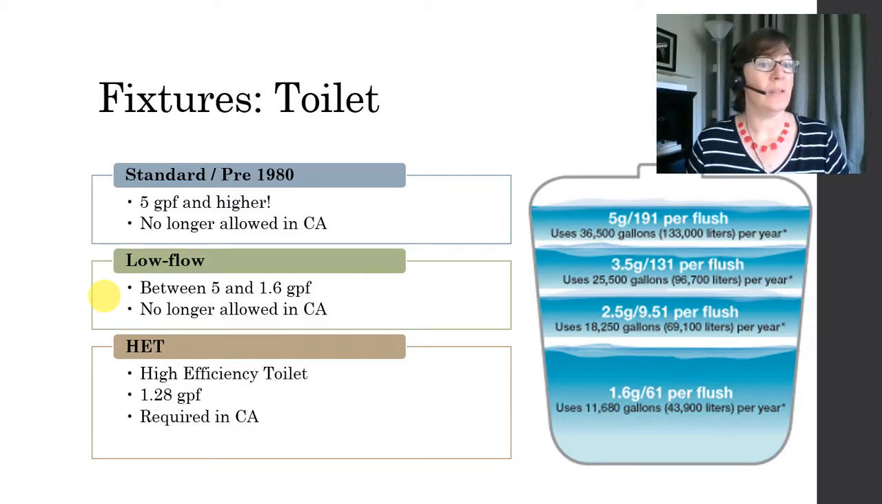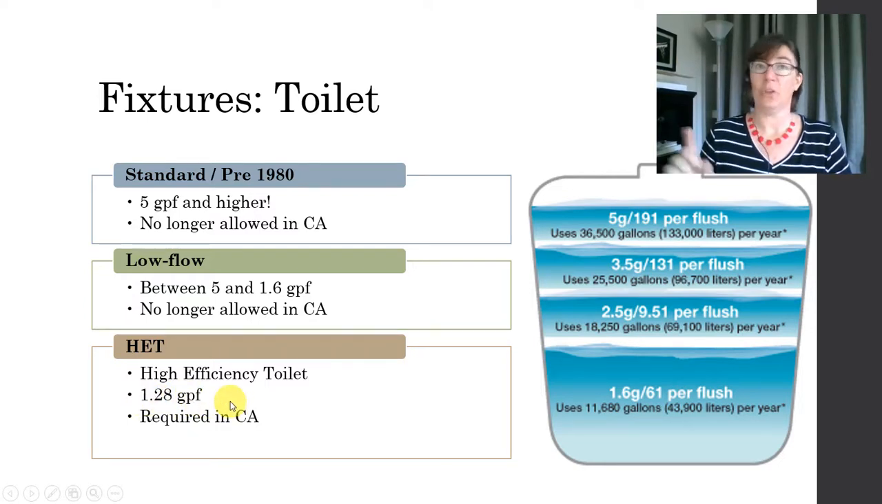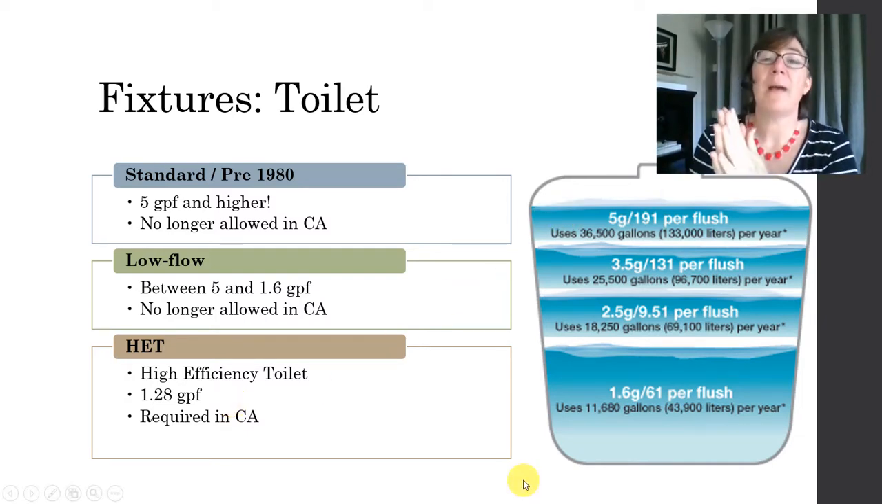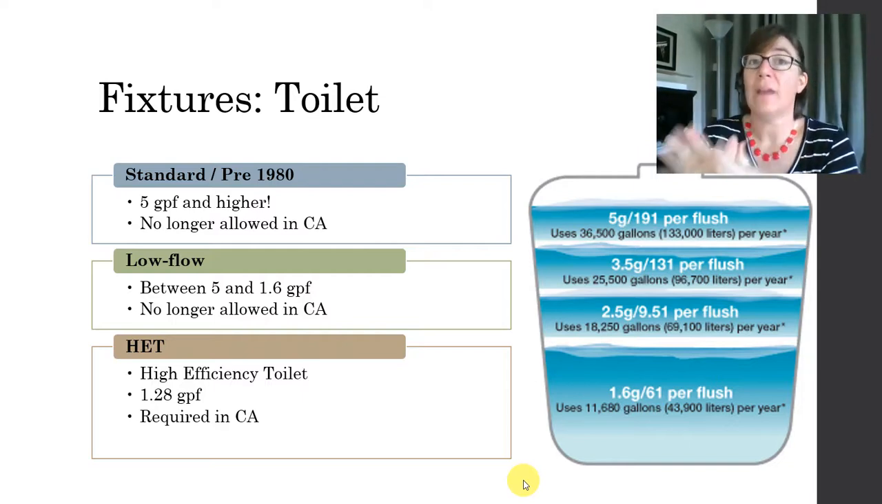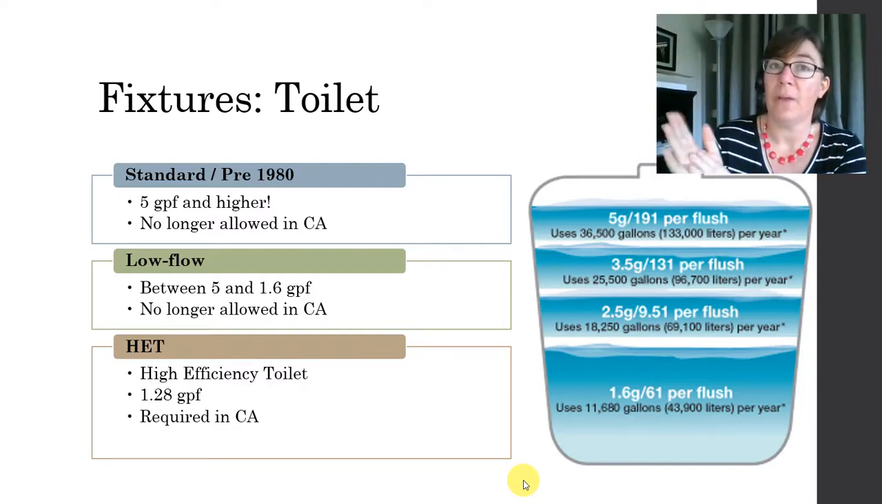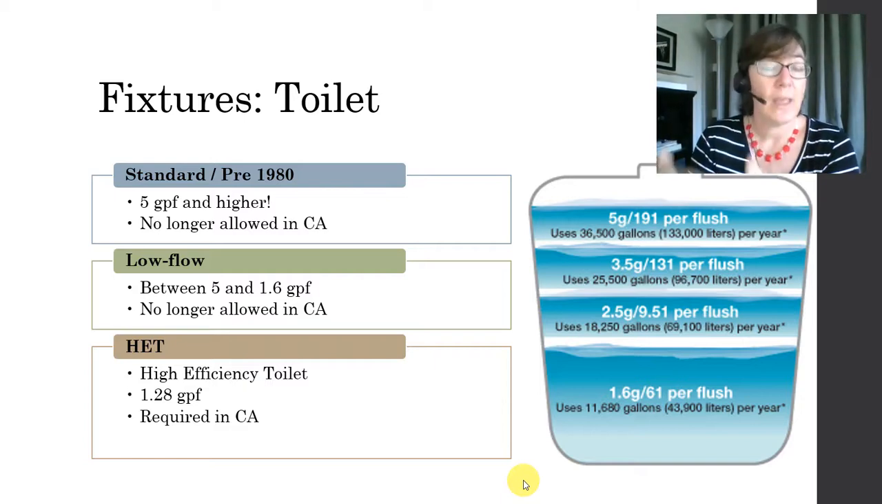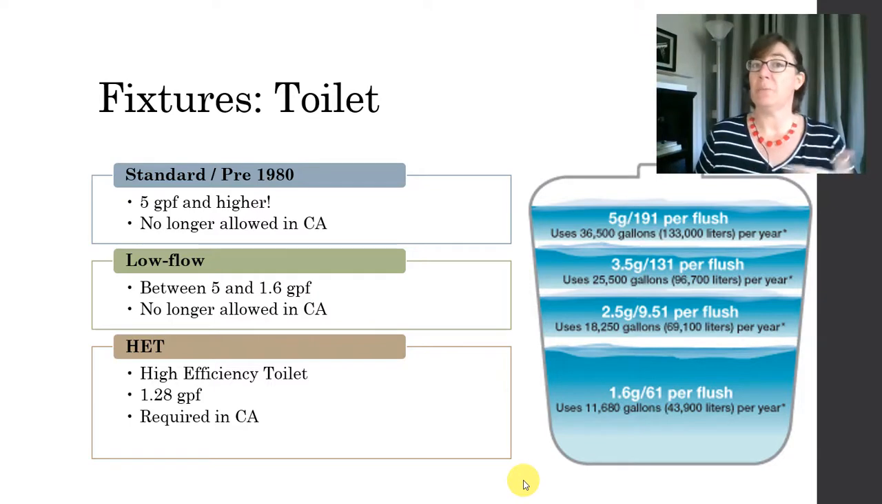What we have now is called a high efficiency toilet. It is a maximum of 1.28 gallons per flush. You remember that from the last video. And this is what is now required in California. You might, like me, have a lot of bad memories of those low flow toilets and them not working, having to flush multiple times. Luckily, technology has moved on, the design has improved, and these high efficiency toilets really now have some good performance.